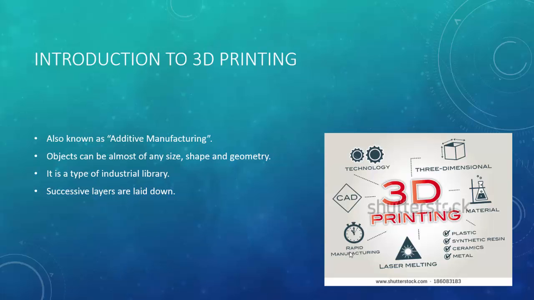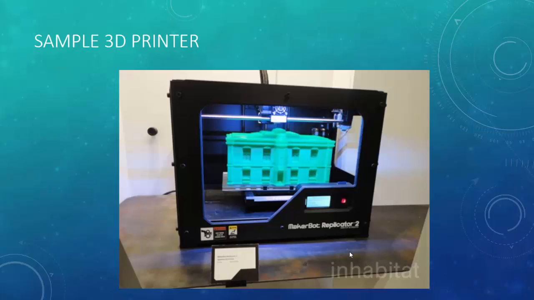In an additive process, an object is created by laying down successive layers of material until the entire object is created. Each of these layers can be seen as a thinly sliced horizontal cross-section of the eventual object. The objects can be of almost any shape, size, and geometry, produced from a 3D model or other electronic data source. A 3D printer is a type of industrial robot. This is a sample 3D printer.